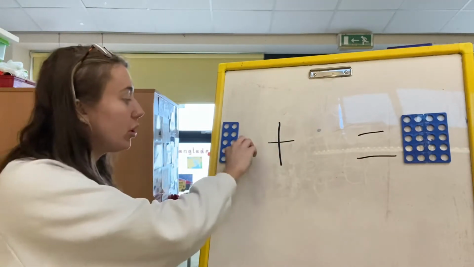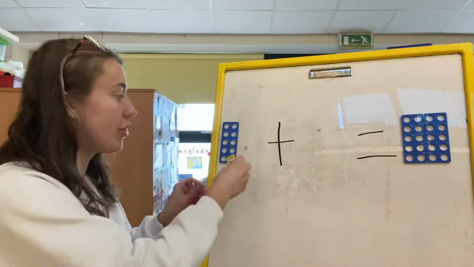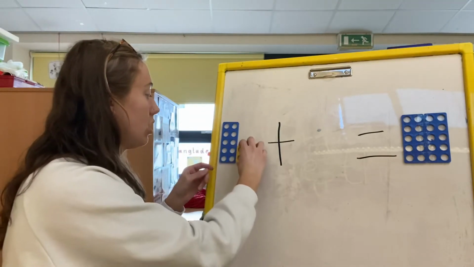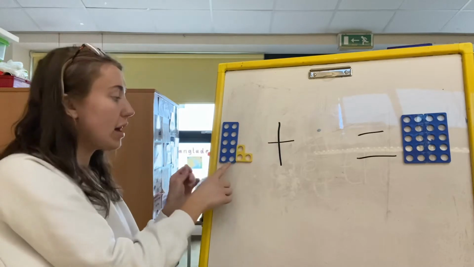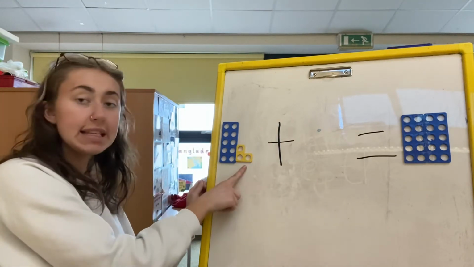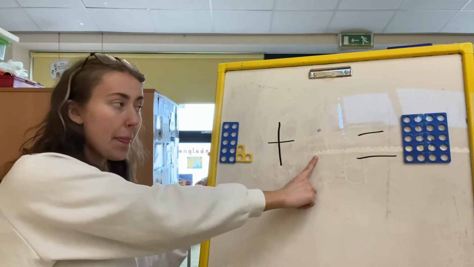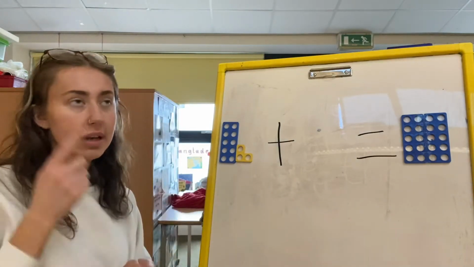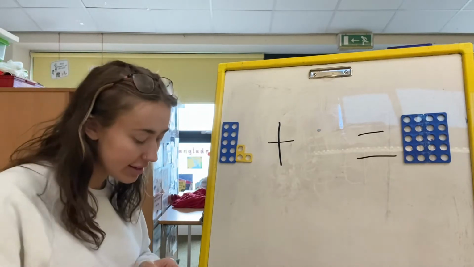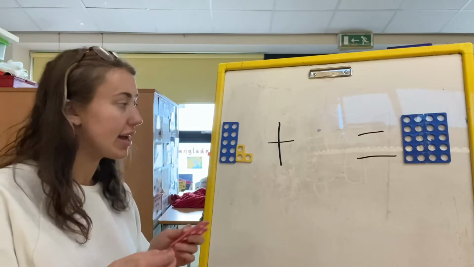Let's try another one. If I put a 3 numeral here, how many do we have? We have 10 and 3 ones, so that makes 13, doesn't it? And what are we missing here to make our 20? Let's have a think. We know that 3 and 7 makes 10, so 13 and 7 must make 20. Let's have a try of that.